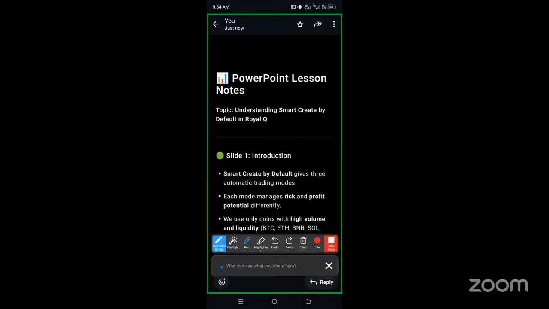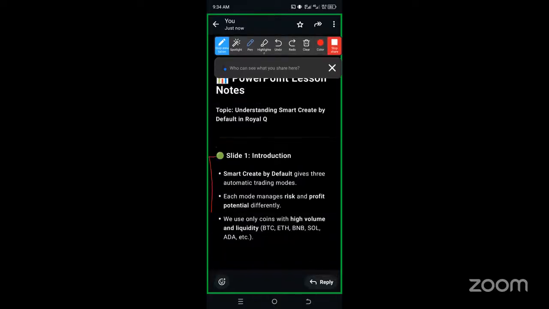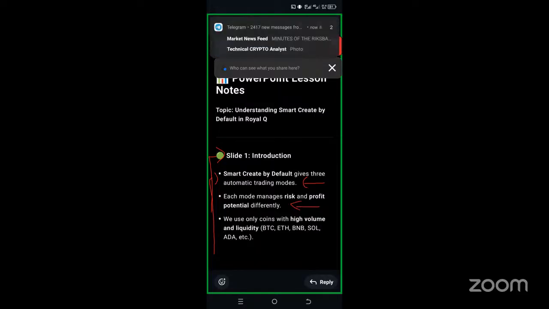We come to introduction here. We start with the point number 1, smart create by default gives 3 automatic trading modes. Each mode, point number 2, manages risk and profit potential differently. Then we come to the point number 3.